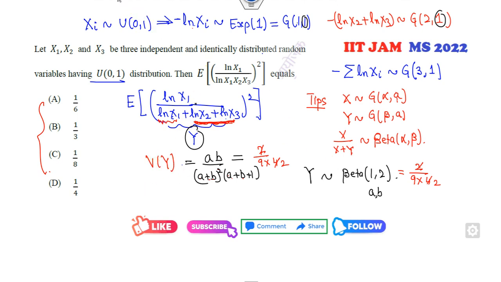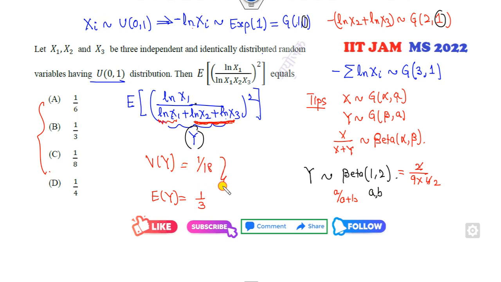Okay. If it is a variance, I can find the mean also. What is the mean of this distribution? That means A over A plus B. So it is 1 over 3. So once you got 1 over 18, that is my variance. So can you find the E of y square from here? Yes, you can find it: 1 over 18 plus 1 over 9. So it will be 3 over 18. So 1 over 6 is the right answer.